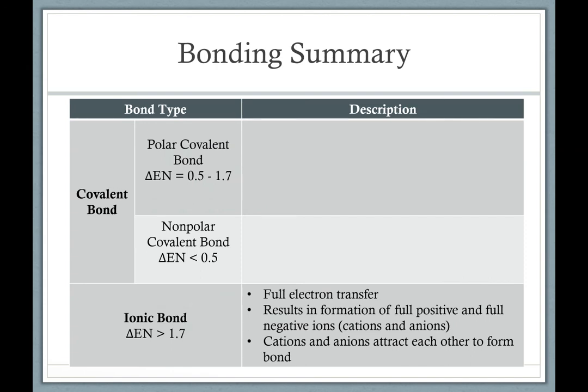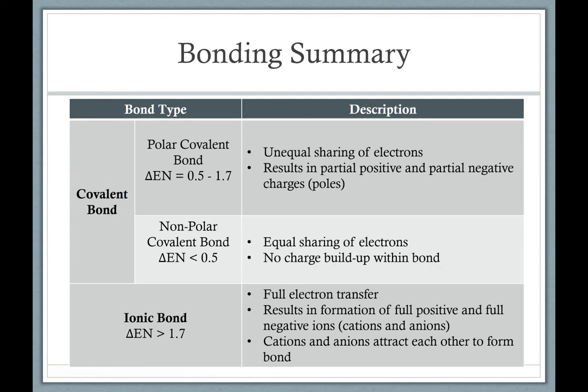So if we look at this now, when we're looking at covalent bonds, we're really saying that they can be broken down into two different types. One is a nonpolar covalent bond, and one is a polar covalent bond. In a nonpolar bond, the electrons are shared equally. In a polar covalent bond, they're not. And then we get into an ionic bond, and there is a full electron transfer.